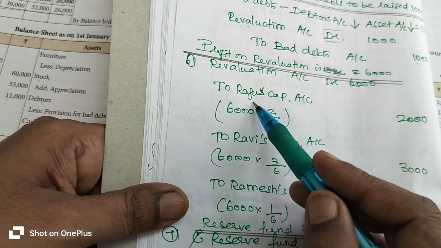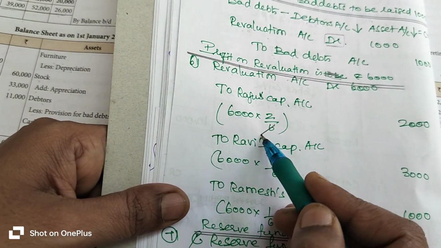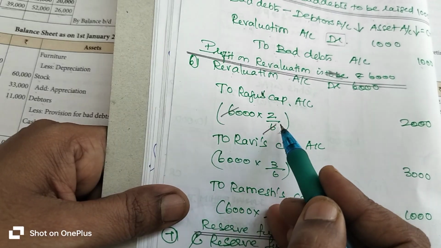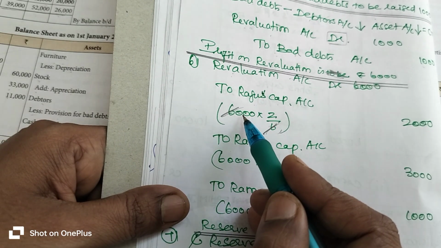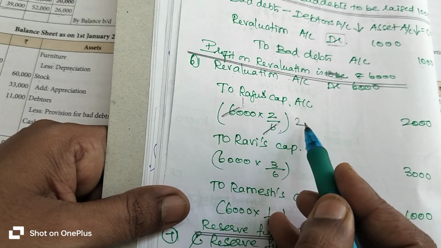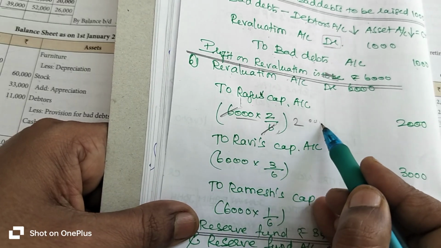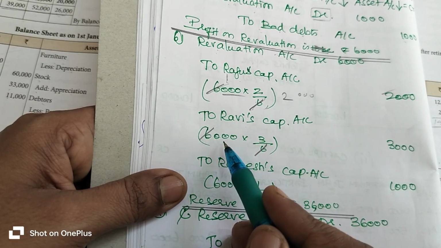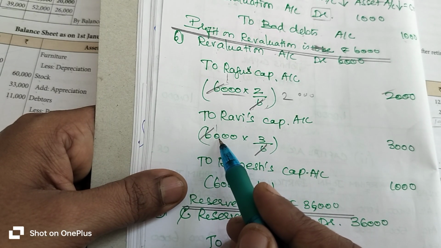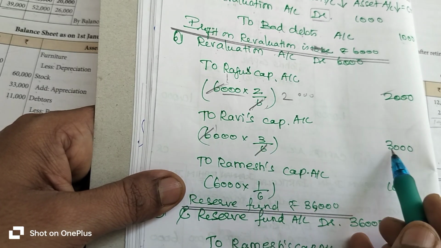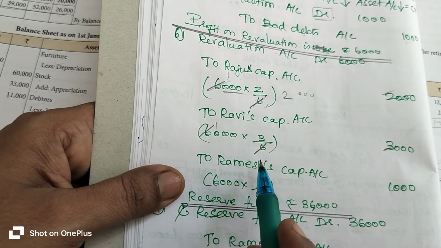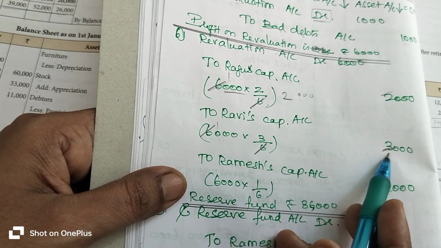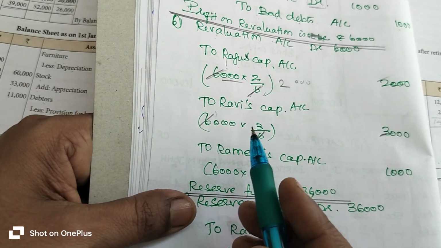So let's take Raghu's capital account. 6,000 with the ratio 2:3:1: the 6 cancels with the 6, remaining 1,000 into 2 is 2,000 rupees. This 2,000 is to be added here. Then for Ravi, the 6 cancels again, 1,000 into 3 is 3,000 rupees, distributed to Ravi's capital account from the profit on revaluation account.